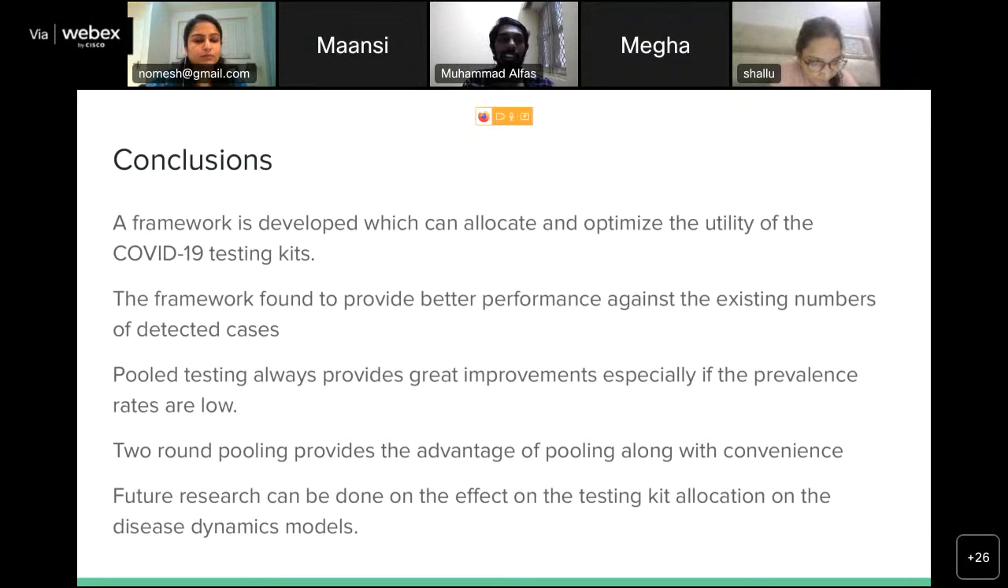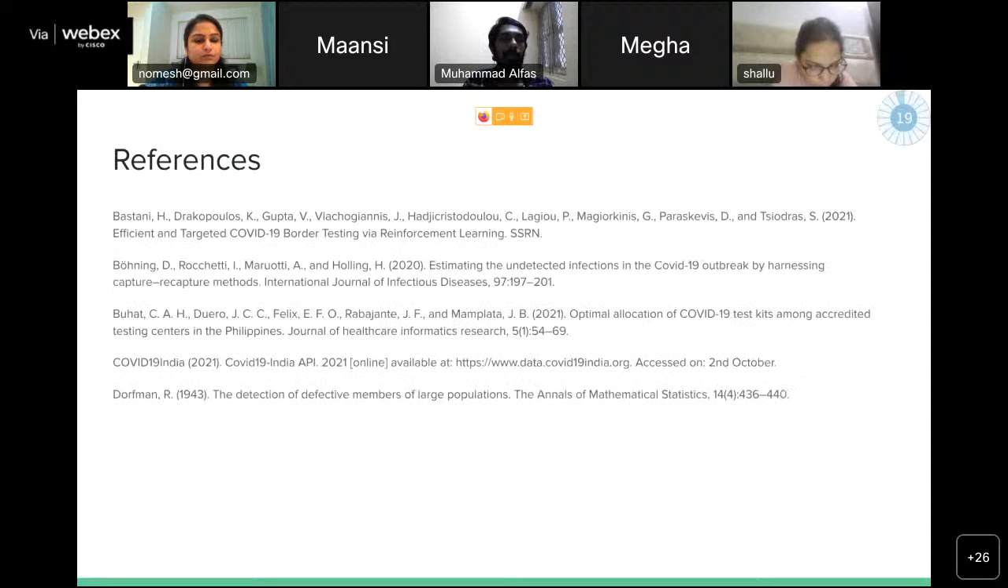So these are all the conclusions from the study, and these are all the major references that we used in this study. The data is taken from the COVID-19 India dataset, and the cited paper is where the pool testing method is proposed. It actually happened very long ago, but people are still not using it.